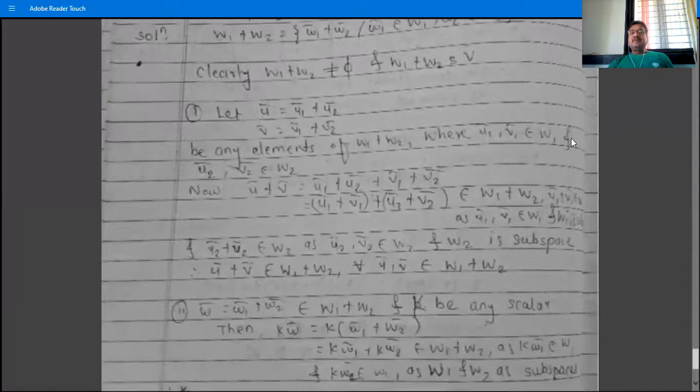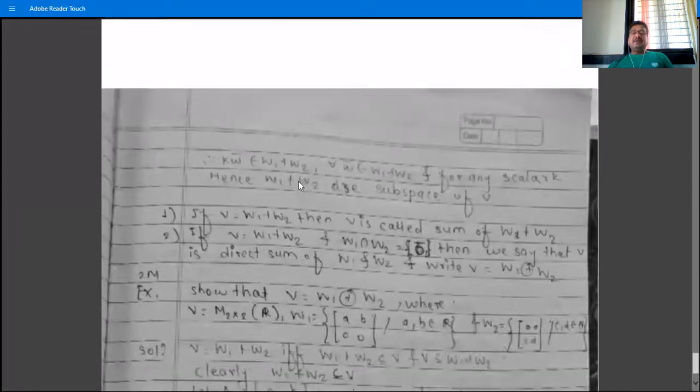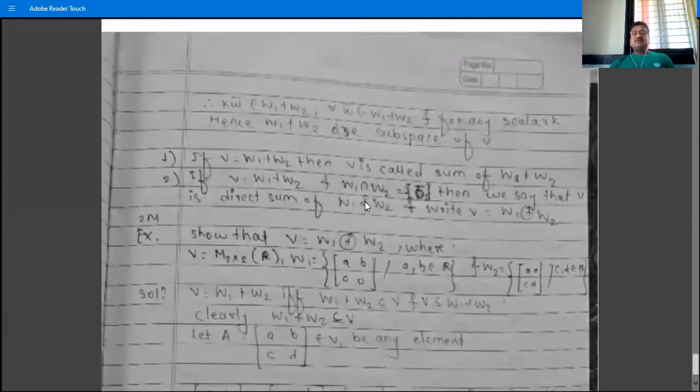Then their addition is again an element of W1 plus W2, and therefore W1 plus W2 is closed for addition. Similarly, take an element of W1 plus W2 and k a scalar; their multiplication is again an element of W1 plus W2, and therefore it is closed for scalar multiplication. So this is the previous topic, and so it is a subspace.